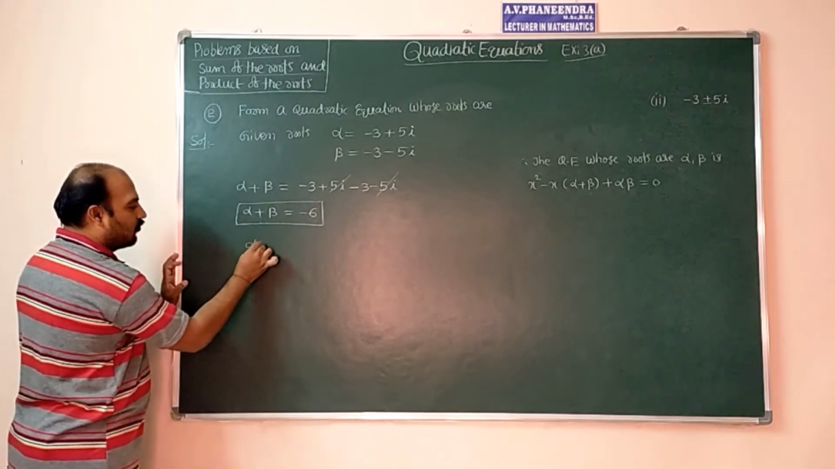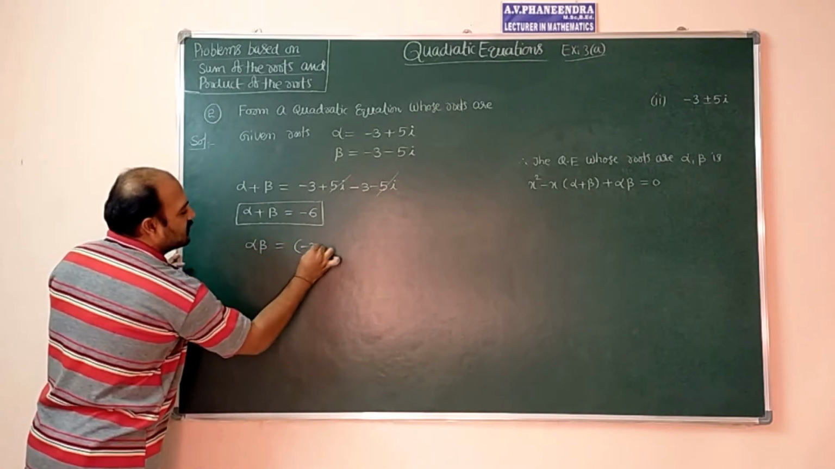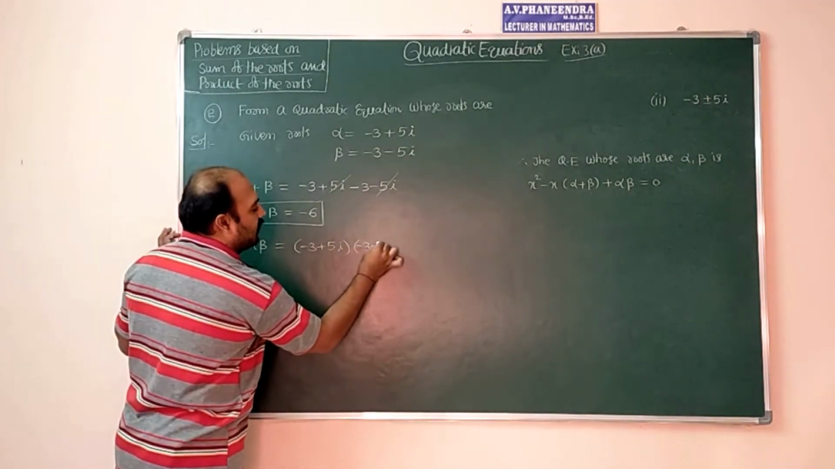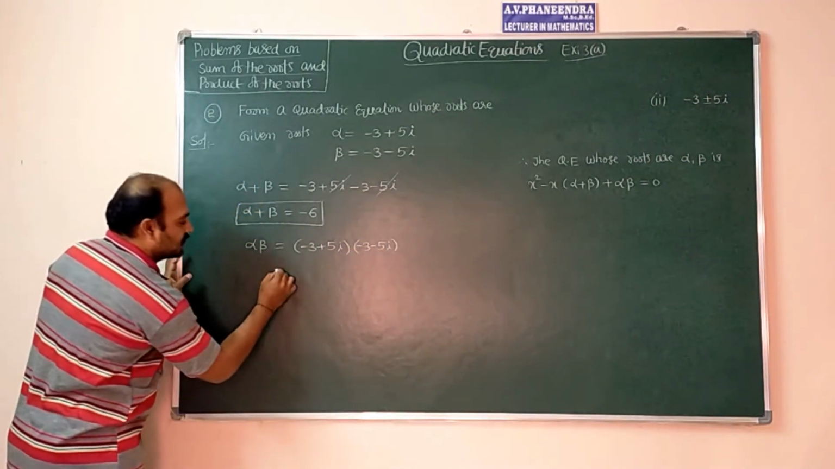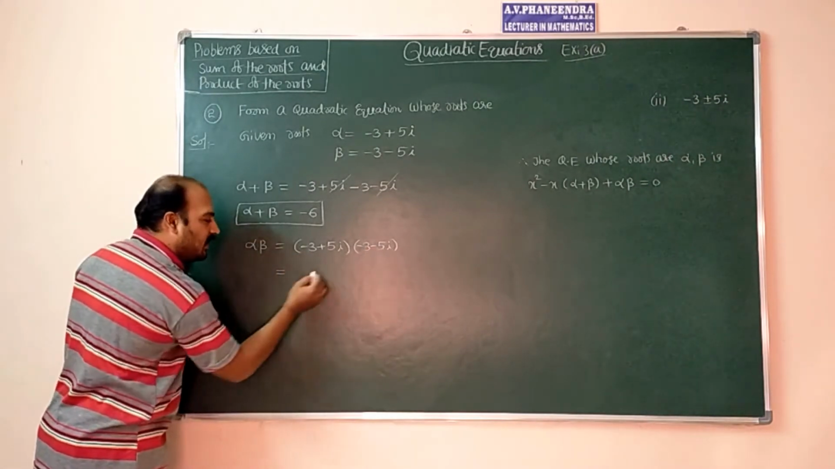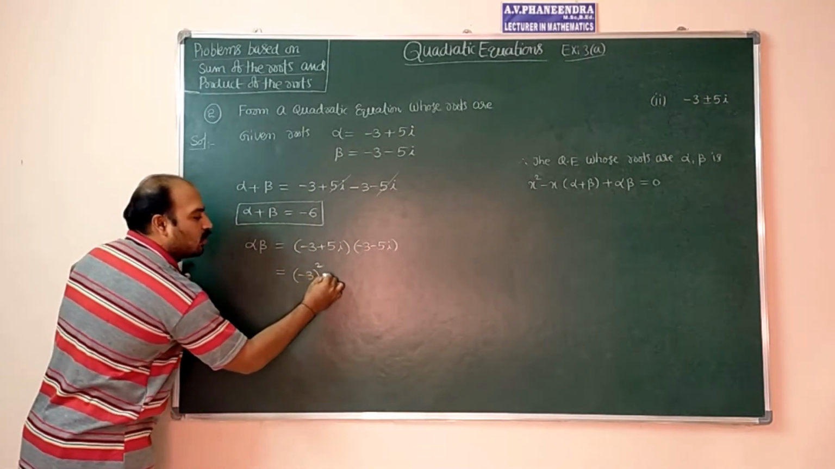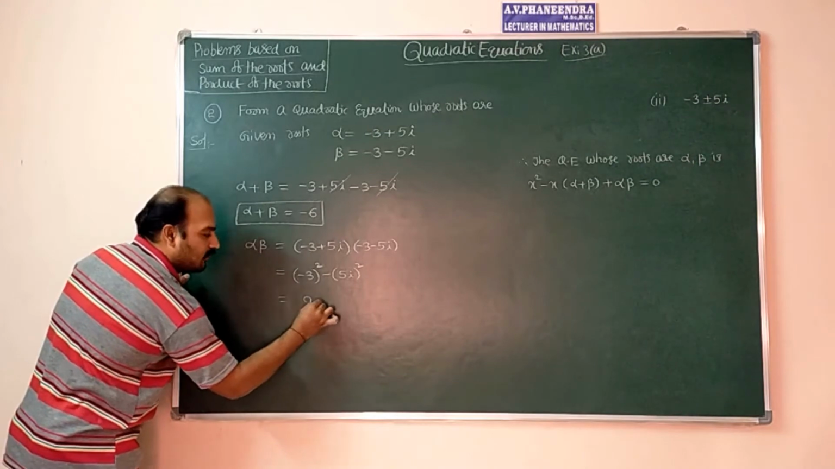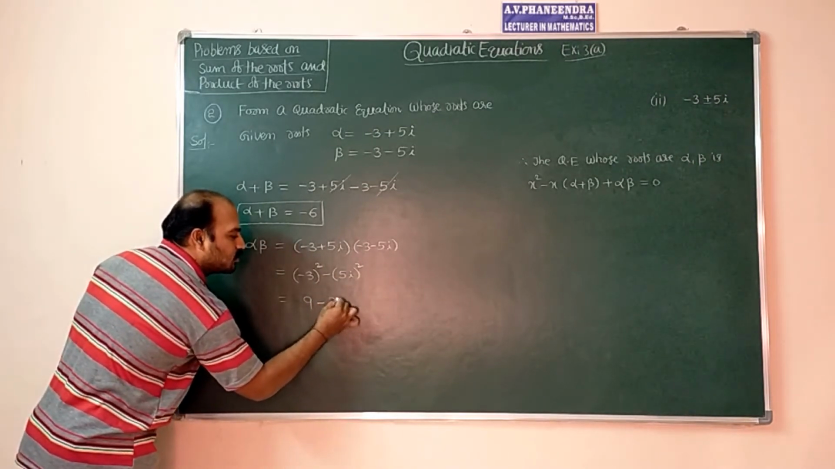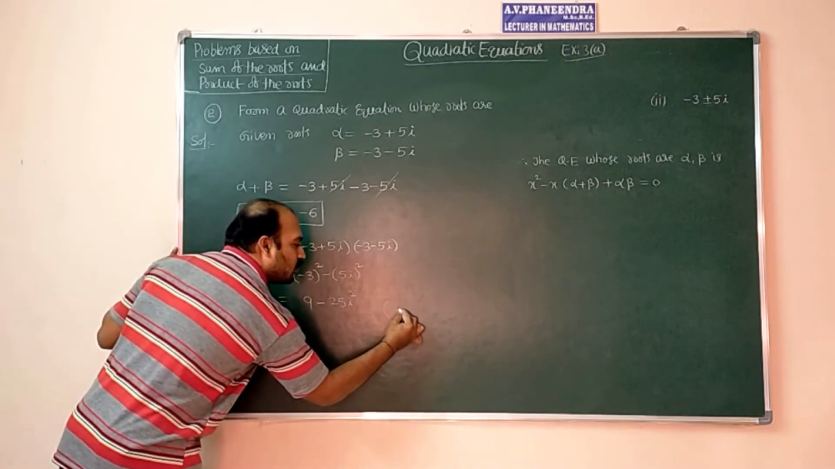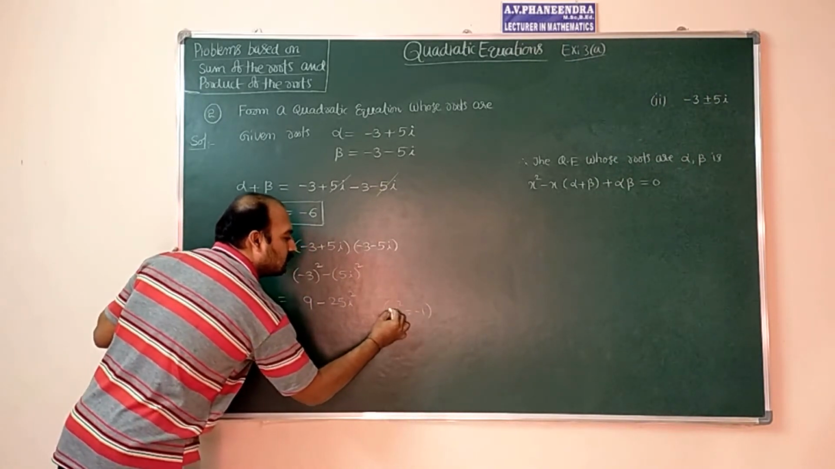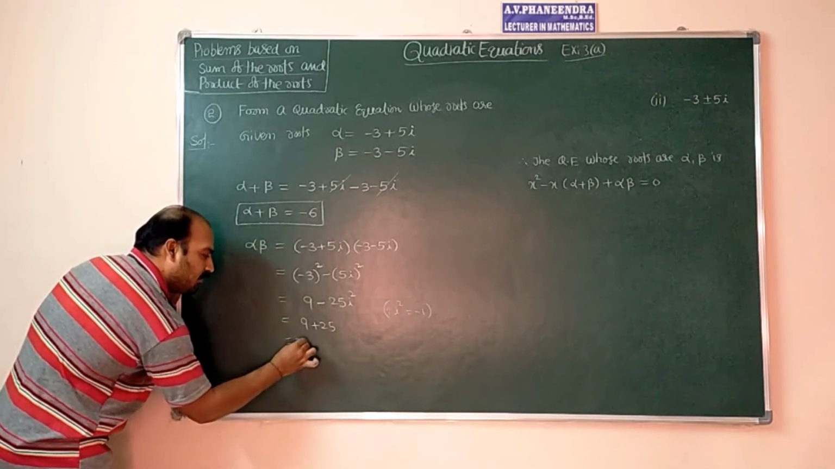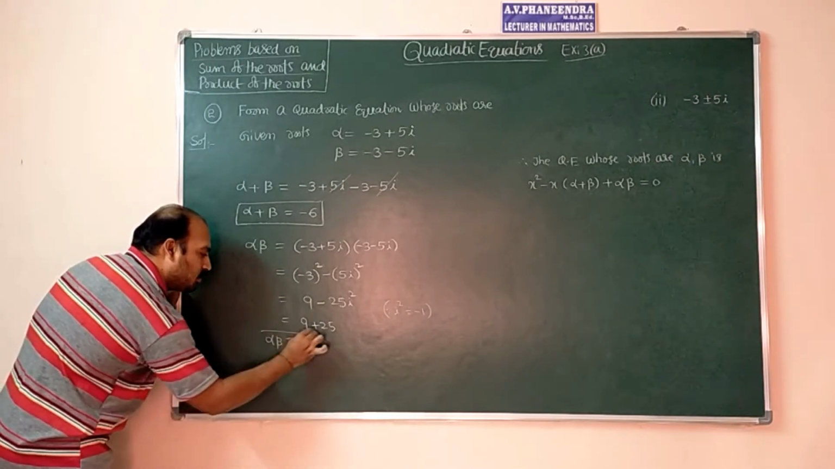Next, the product of the roots: alpha into beta, (-3 + 5i) into (-3 - 5i), which is equal to (a + b)(a - b) = a² - b², so (-3)² - (5i)², which is equal to 9 - 25i². Since i² equals -1, so 9 + 25, which is equal to 34. Alpha beta equals 34.